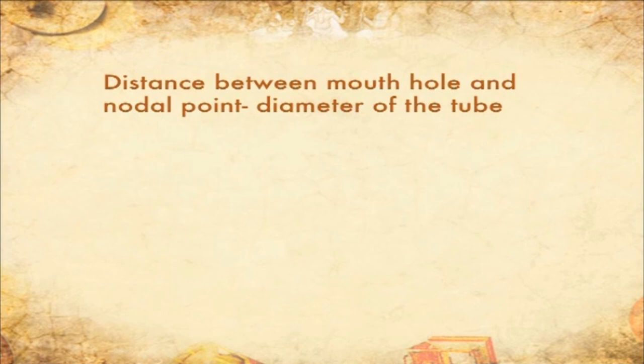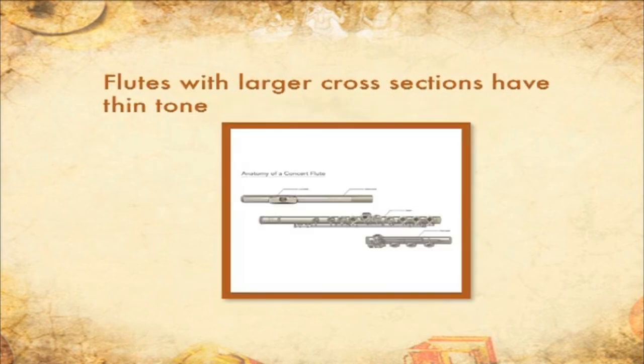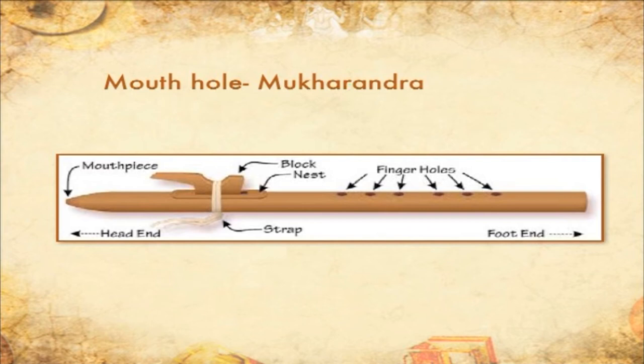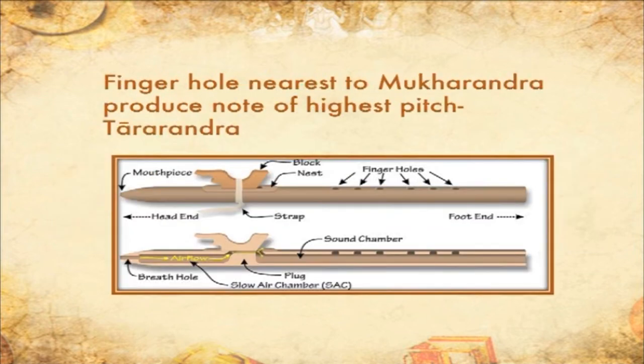The distance between the mouth hole and the nodal point or stopped cock point should be equal to the diameter of the tube. Flutes with larger cross sections will have a thin tone. 8 or 9 holes are pierced in a straight line to the mouth hole. The finger holes are slightly smaller than the mouth hole. The mouth hole is called Mukharandhra, and the finger hole nearest the Mukharandhra that produces the note of the highest pitch is called the Tararandhra.